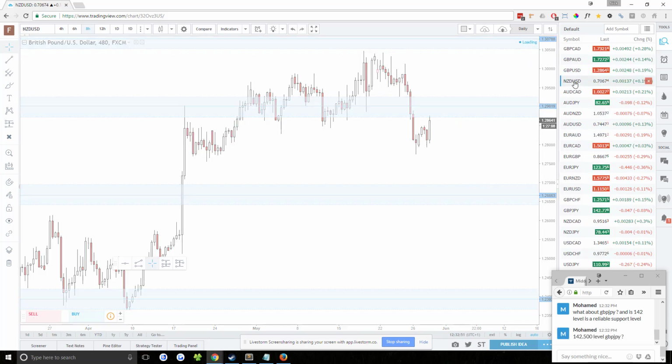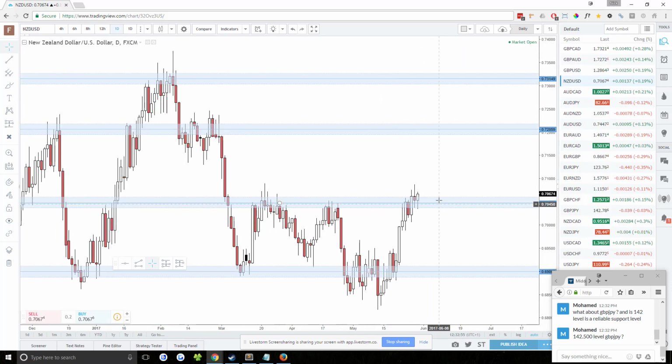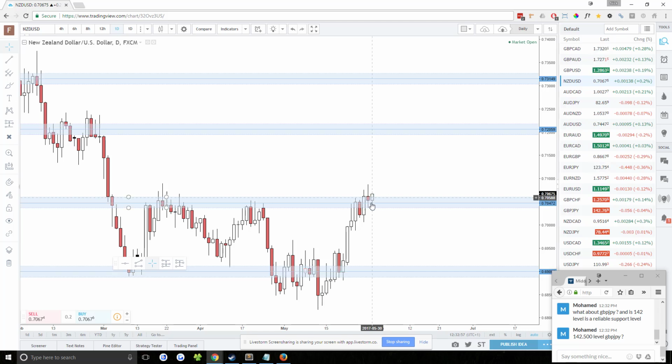New Zealand USD, I'm monitoring this one on the daily. I just want to see what happens here. I want to see how this candle closes. I want to see if this candle starts pushing down. Very likely I'm not going to enter a trade here, but it's quite clear what is happening. We're getting indecision on top of resistance. So we're seeing signs on this resistance area that buyers are struggling to continue up.